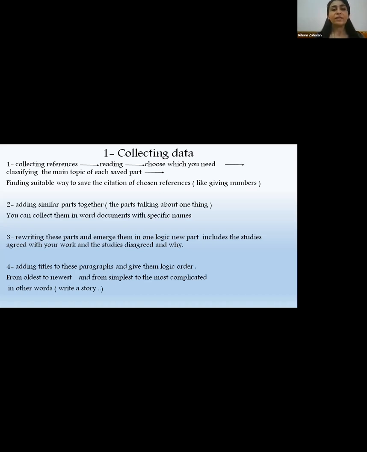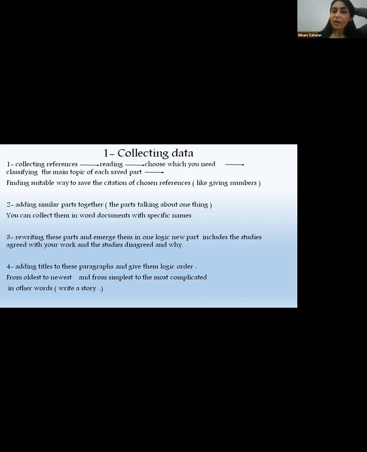So after that, I also need to find a suitable way to save the citations of the chosen references. Don't delay writing the citations of your references until the end. It will be a great mistake. So try to find a suitable way to save the citations of your references. I will share with you a good technique. We can see it in the next slide.